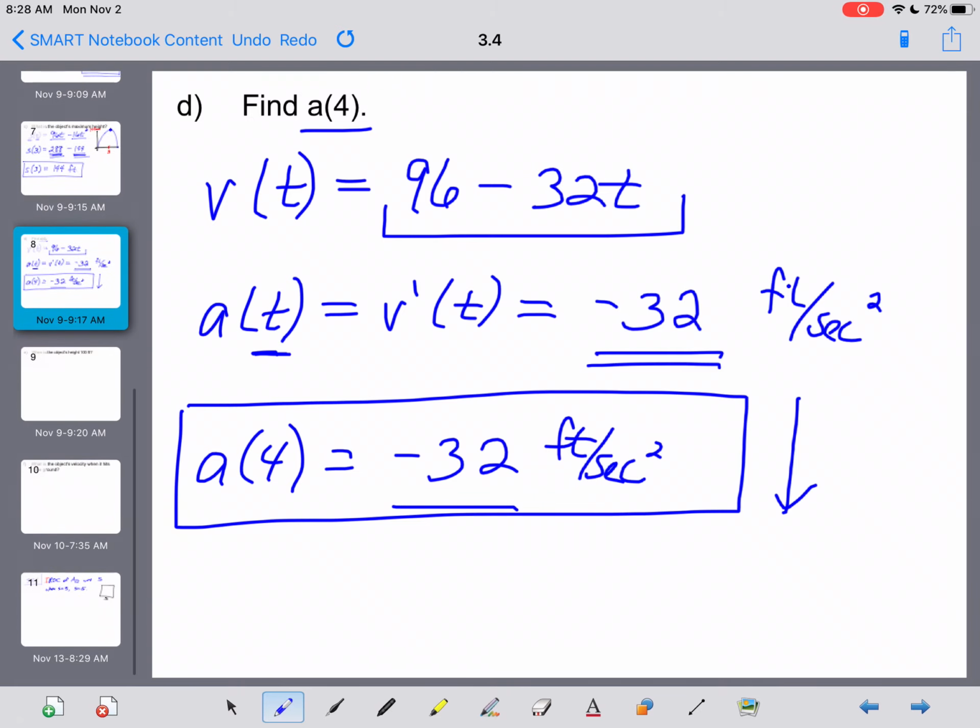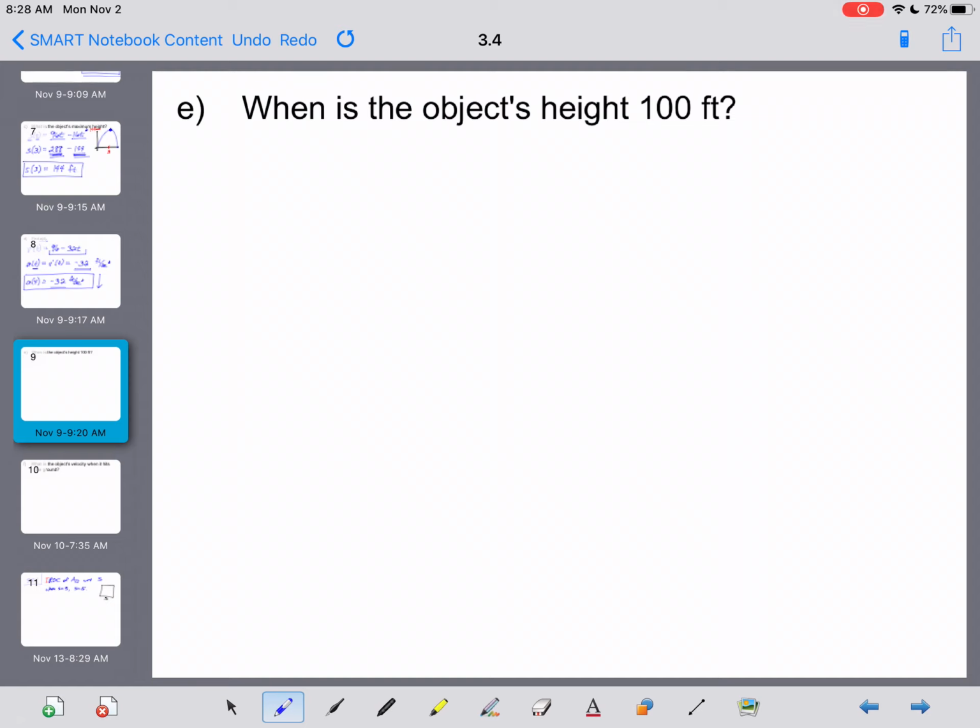Okay, moving right along here, guys. When is the object's height 100 feet? Those of you who are careful and methodical and can understand the words going on right here are going to do pretty well at this problem. It's a question of when, which means that our answer is going to be a value of time, measured in seconds. When is the object's height 100 feet? So they've given us a height. They want us to figure out a value of t that makes that happen.